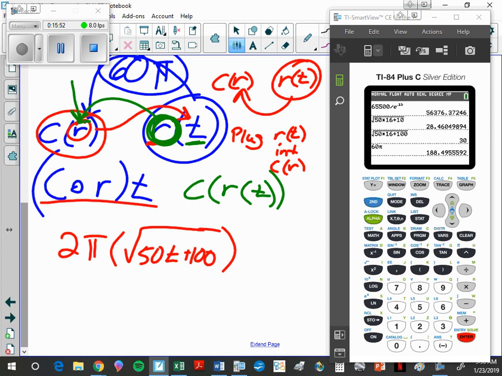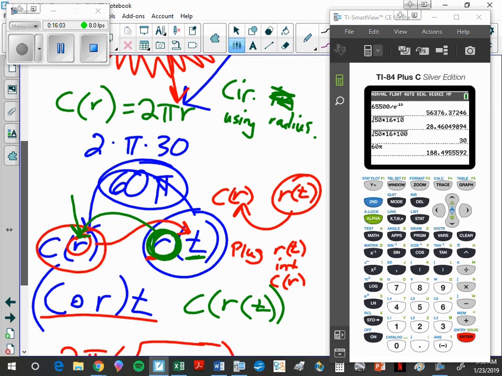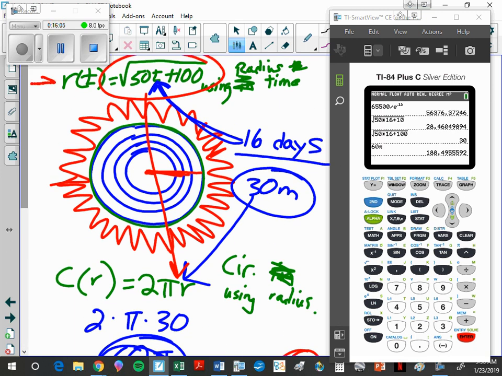Okay, what does this formula do here? Well, let's go back up. What does this formula do? It gives you the radius using time. So that first formula turns time into radius. What does this formula do? It turns radius into circumference. So we're going to take time and turn it into radius and turn that into circumference.